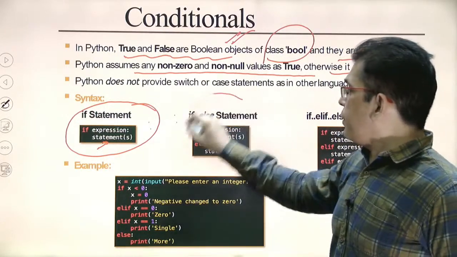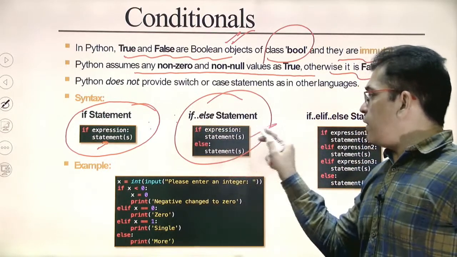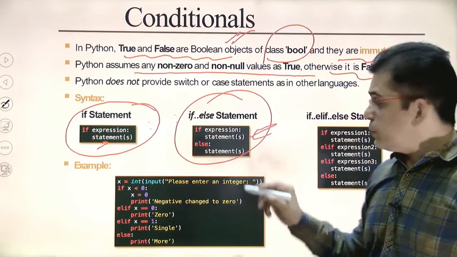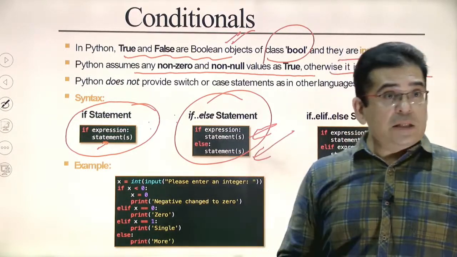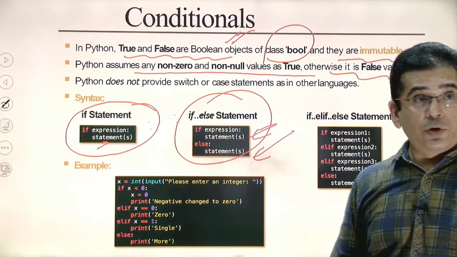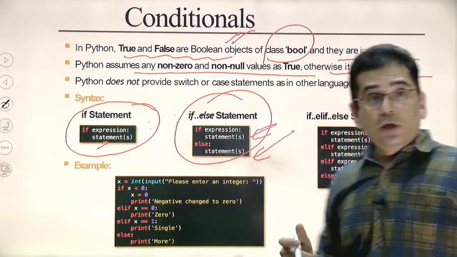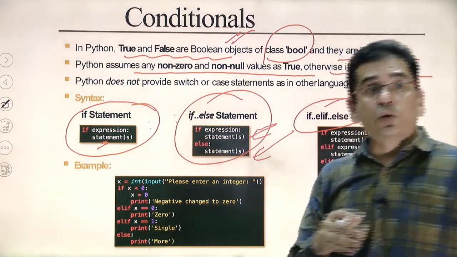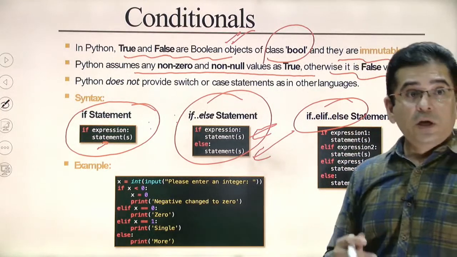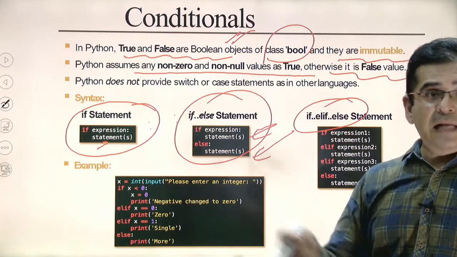Like this, the if else statement is also used. If the expression is true, then the first set of statements will be executed. If the expression is false, then the else block of statements will be executed. This is the second type of if statement, the if else clause. Third is if elif else. If there are more than two conditions or expressions, then plain if is not enough, if else is not enough, if elif else is required.